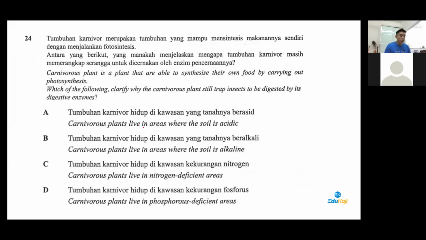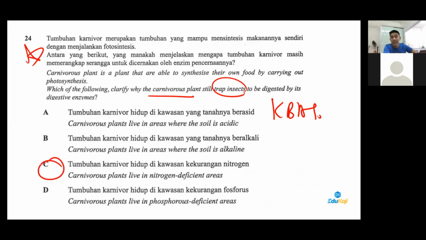Okay, moving to 24 here. Carnivorous plants can synthesize their own food, but why do they trap insects? This is a bit of a KBAT question. Draw one star, 24, you write KBAT. Why do carnivorous plants, like the pitcher plant, trap insects to be digested? Because they live in places where nitrogen is not enough. It's more of a KBAT.